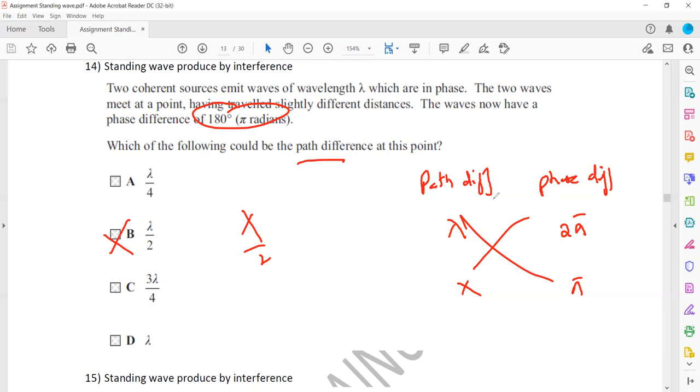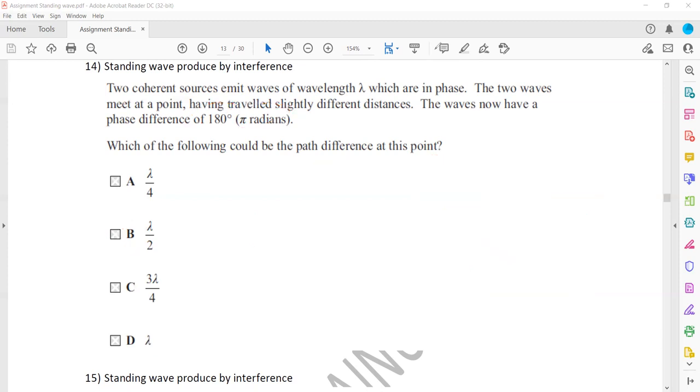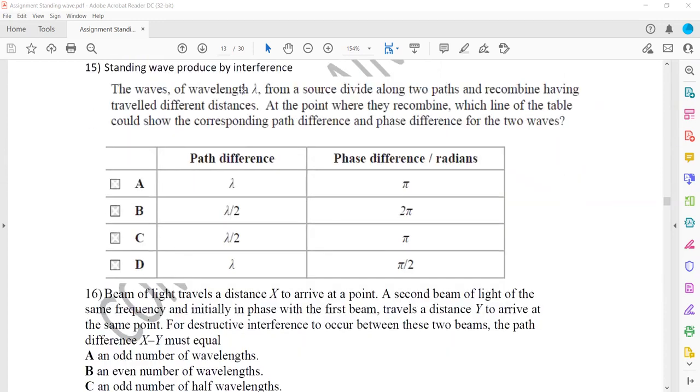So this is the relation between path difference and phase difference. If the path difference is 1 wavelength, the phase difference will be 2 pi radian. So when the path difference is half a wavelength, the phase difference will be pi. That will be a destructive interference, or the formation of a node. And when the path difference is lambda, the phase difference should be 2 pi radian.